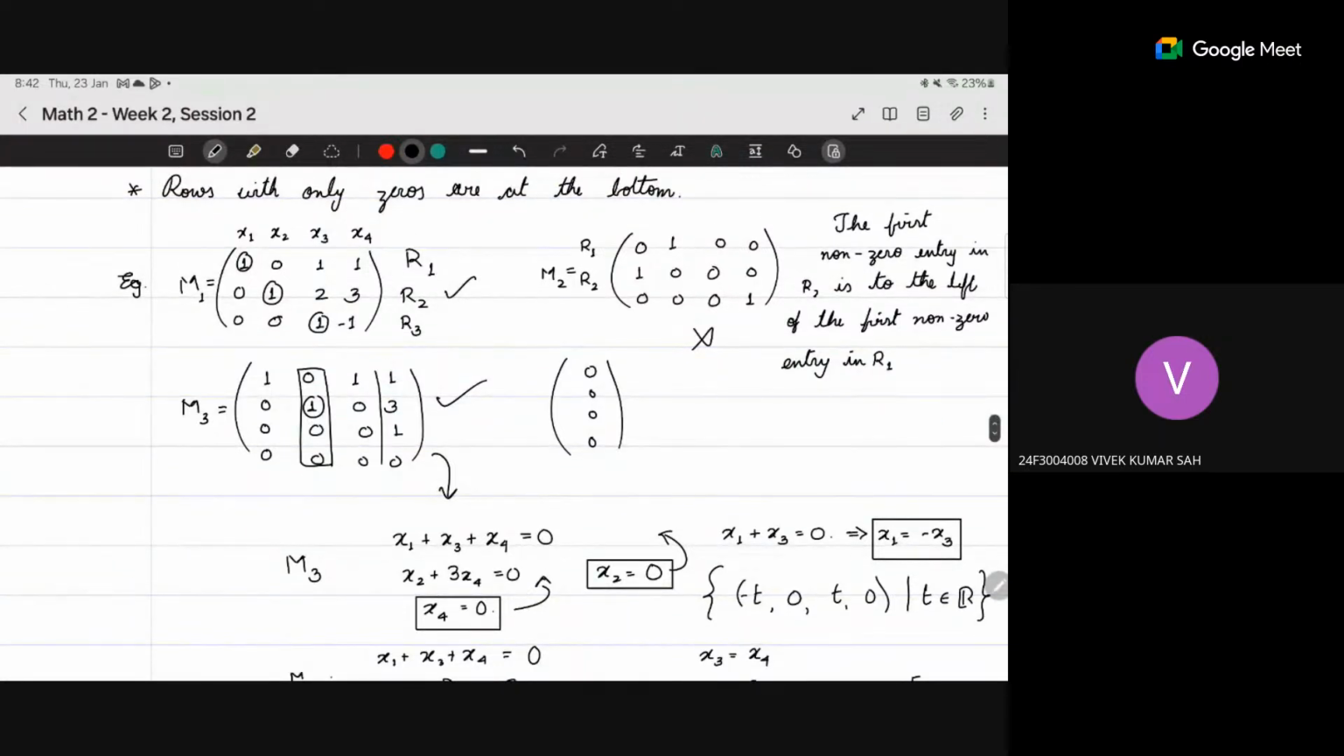Let's take a look at x4. For that, you have to look at column 4. Does it contain the leading non-zero entry of any row? Yes, that one was row 3. So that is also dependent. Now look at x3. To determine whether x3 is a dependent or independent variable, does its column contain the leading non-zero entry of any row? No, sir. So this is dependent, this is dependent, this is also dependent, but x3 is independent.